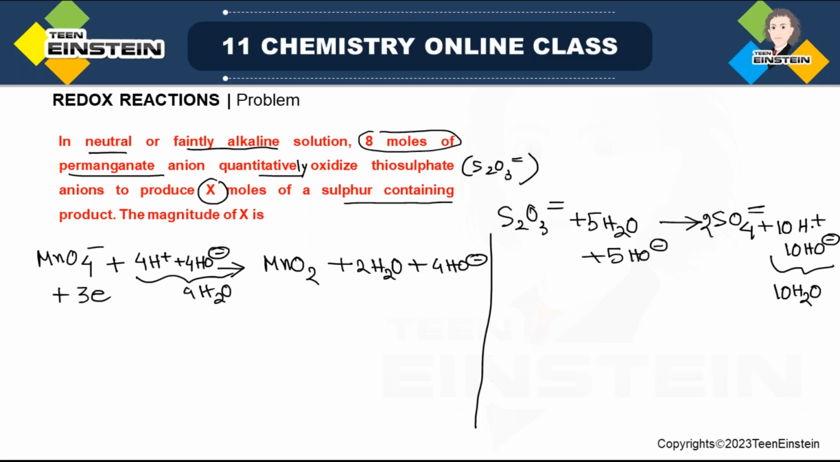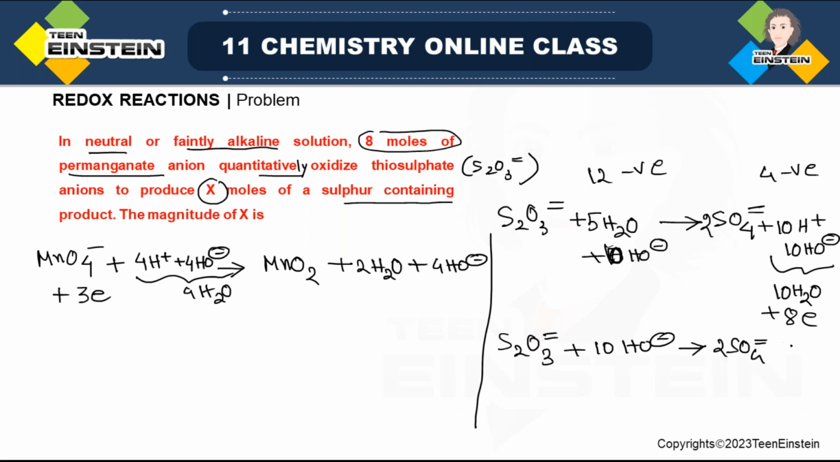10 water molecule. Now we have 10 HO minus and 2 more, that means total 12 negative charge, and here we have total 4 negative charge. So we need to add 8 electrons. So finally, if I write it clearly, it will be S2O3 2 minus plus 10 hydroxide ion on the left hand side, and on the right hand side, basically the same thing we did in the previous question, 5H2O and 8e. So you have already obtained your answer because here 3 electrons you have to multiply with 8. Here you have 8 electrons, so you will multiply it with 3.